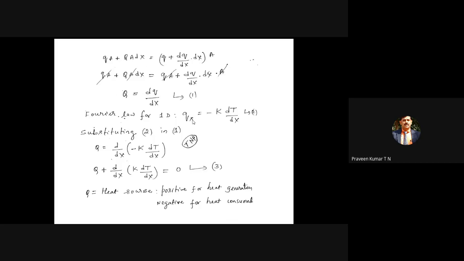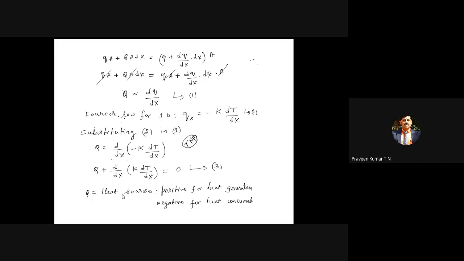So Qx, the value you are substituting here. In equation 1, Q is replaced by minus K dT by dx. That means d by dx of Q is equal to minus K dT by dx. So that is the minus sign. Finally we get Q plus d by dx of K into dT by dx.